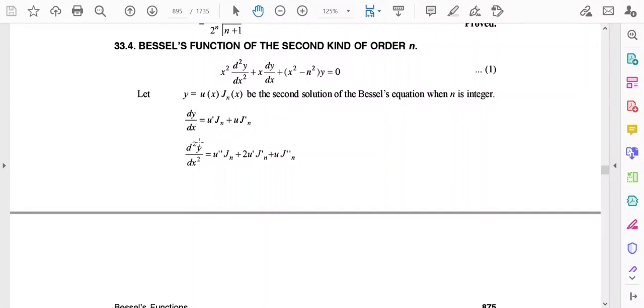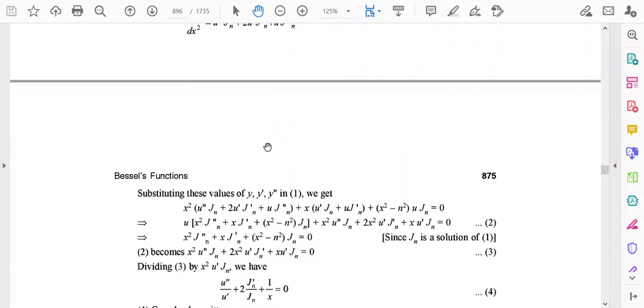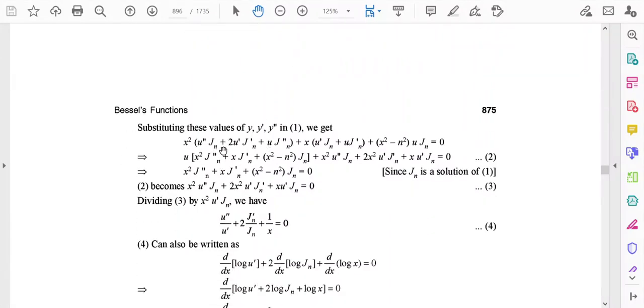So if y is this, then dy/dx will be u' J_n plus u J_n', and d²y/dx² is equal to u'' J_n plus 2 u' J_n' plus u J_n''. So this is dy/dx, and this is d²y/dx². After substituting all these values in equation 1, that is Bessel's equation, we obtain this.